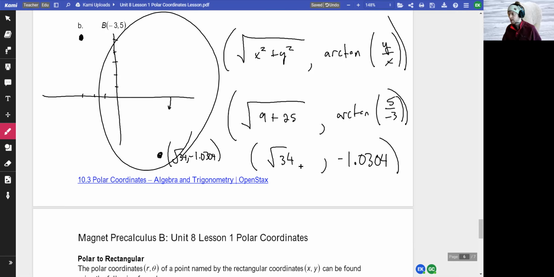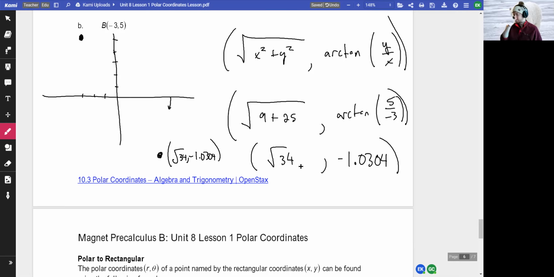So we need to fix our formula somehow. What can we do to get that correct point? There's two things we can do. We can either negate our r to flip it over. Because if we negate the r, then we're in business. This is the point, -√34, comma, -1.03. I'm going to write 0.3 for now.